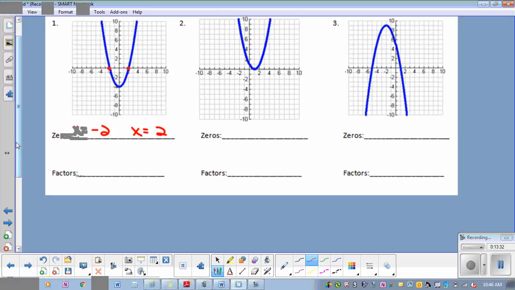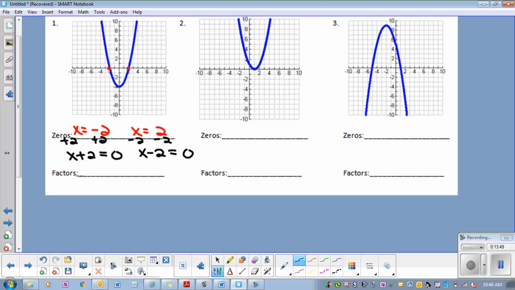Remember, we need to make this equal to 0. Add the 2 here. So now we have x plus 2 equals 0. How about for the other one? Good. So x minus 2 equals 0. Well, there are your factors, guys. y equals x plus 2 times x minus 2. That's it.